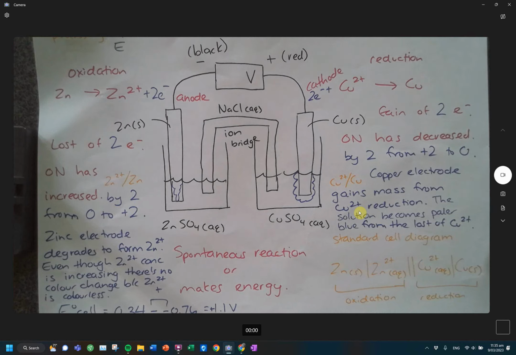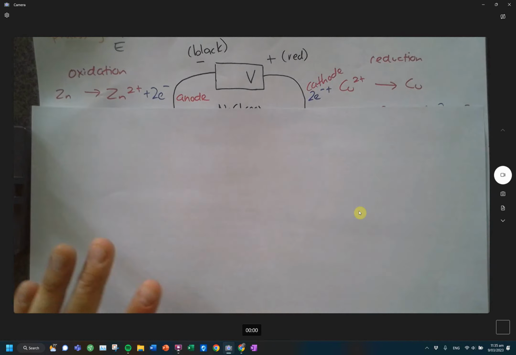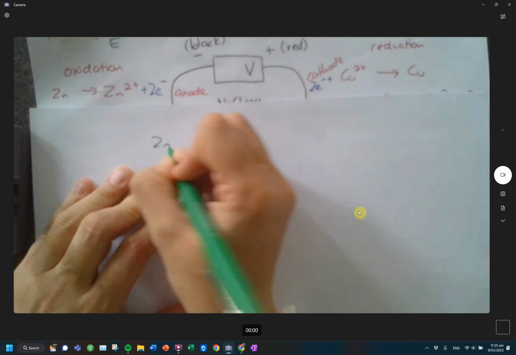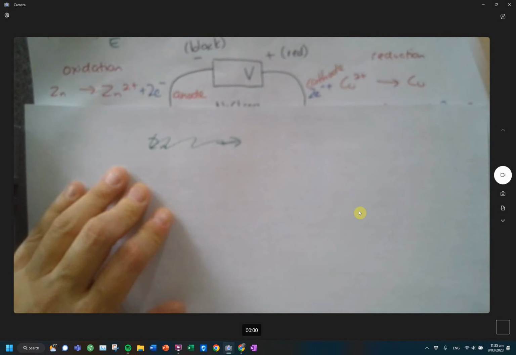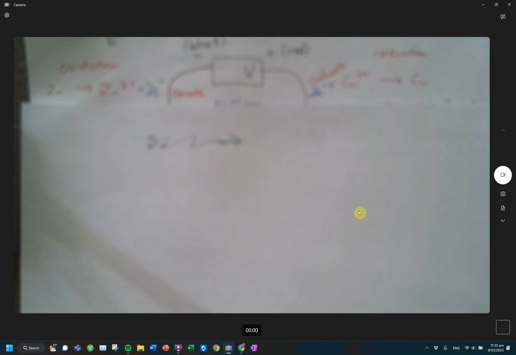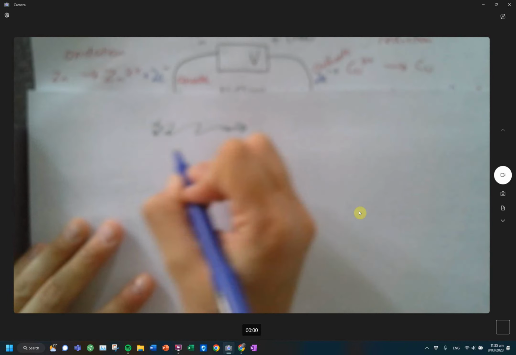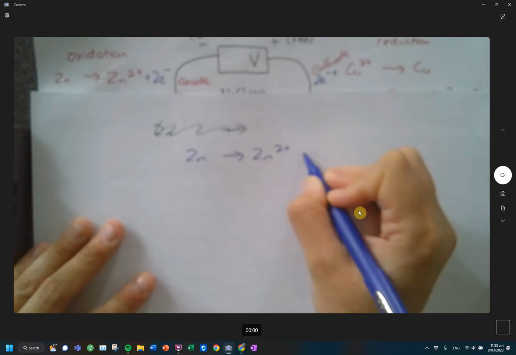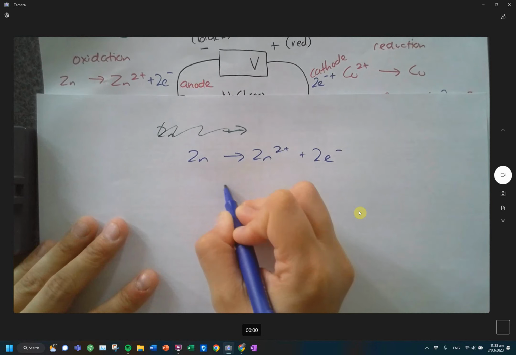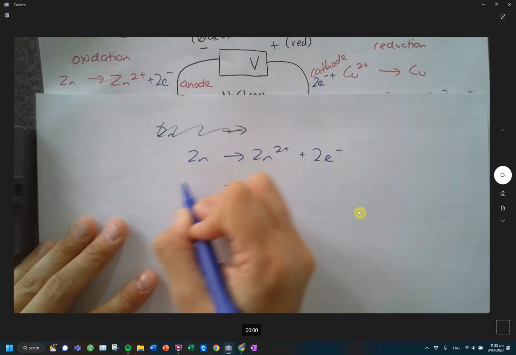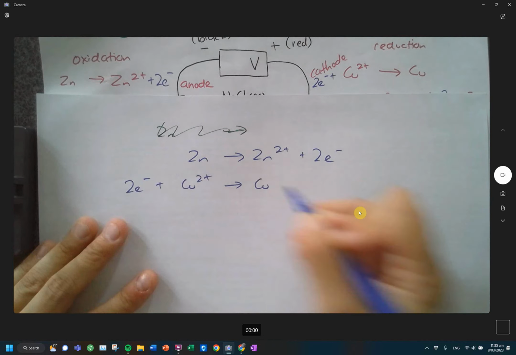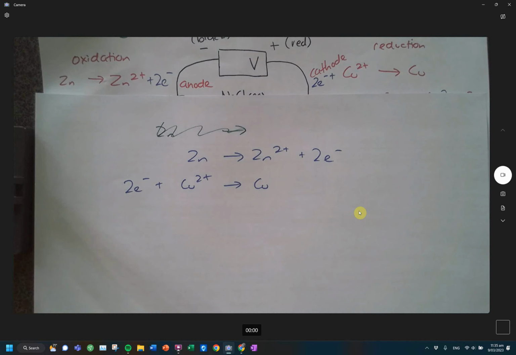So first thing I need for the excellence is my full equation. So I'm going to take my 2 half equations that I have. I personally like to line everybody up. Actually, I might do that in blue so that way we remember that's merit requirements. So Zn2+ plus 2 electrons, Cu2+ plus 2 electrons, Cu. All right, so that is my 2 half equations.